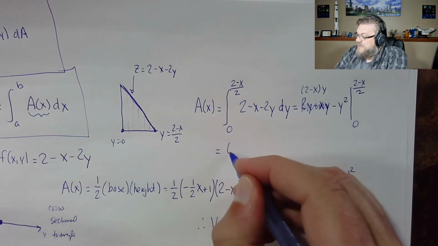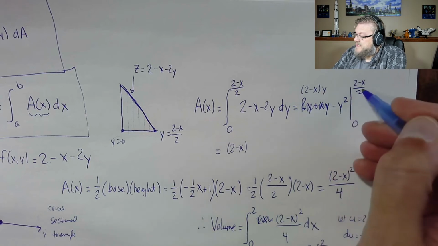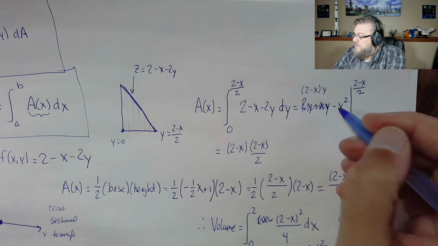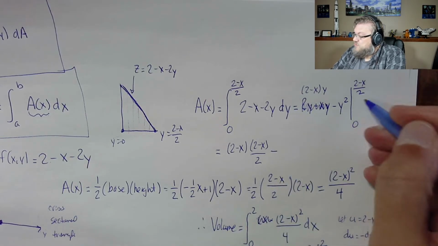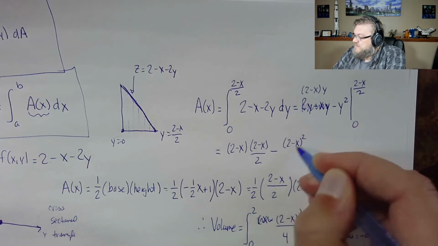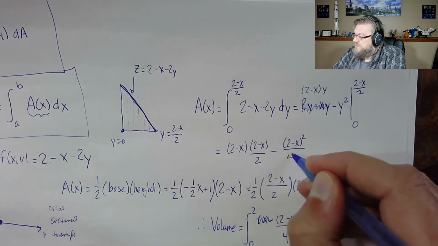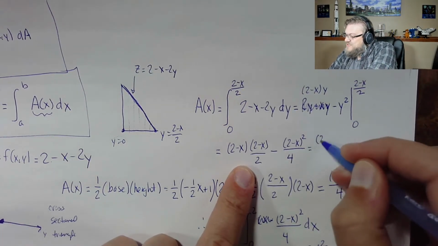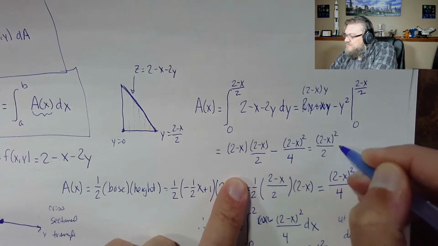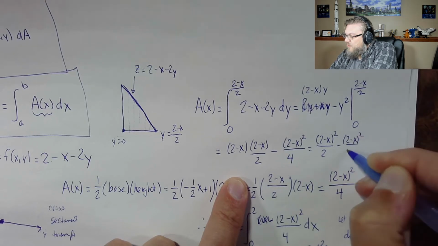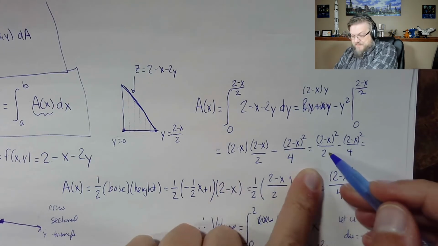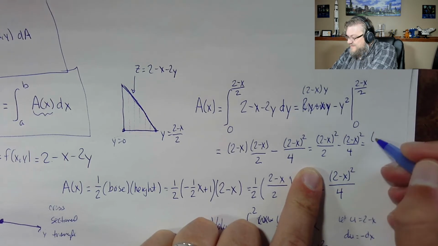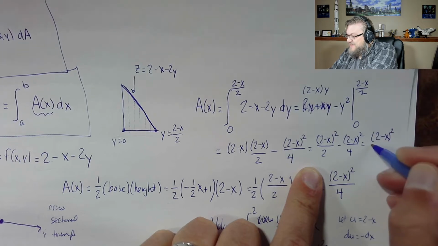And so now I'm going to have what? I'm going to have 2 minus x, plug in this for y, which is 2 minus x over 2, minus this squared, 2 minus x squared over 2 squared, which is 4. So I'm going to actually have 2 minus x squared over 2 minus 2 minus x squared over 4. This is half of the thing minus a fourth of the thing, gives me a fourth of the thing. And so then my result is 2 minus x squared over 4.